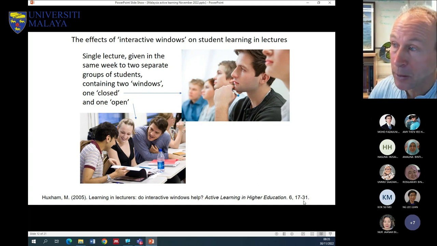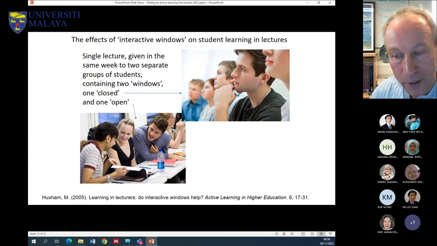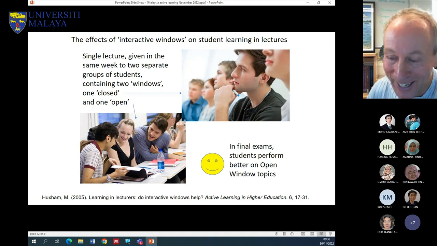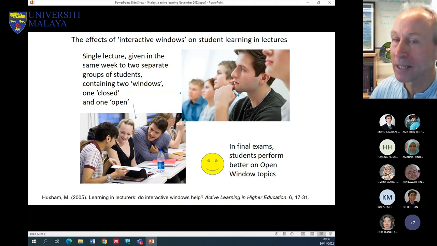I once had the opportunity to run a kind of controlled experiment on this, because I was teaching parallel classes. And so I was able to assign certain topics to interactive windows and assign other topics to just didactic teaching. And I was able to compare the marks in final assessments for those topics and look at what happened when they were open windows, and when they were closed windows, when they were just normally taught. And thankfully, I was pleased with this, you get a significant effect on student learning. So if students have dealt with something in class in a problem-solving, dialogical manner, if they've talked about it, then they perform better on those topics.